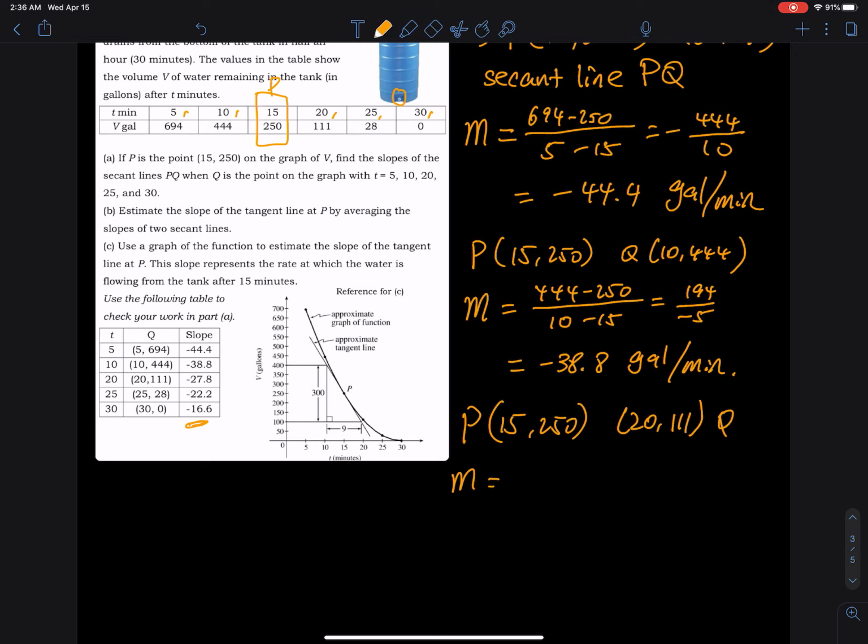We do the math. The slope is equal to 111 minus 250, and then 20 minus 15. I will just give you the decimal. So that is equal to negative 27.8 gallons per minute.